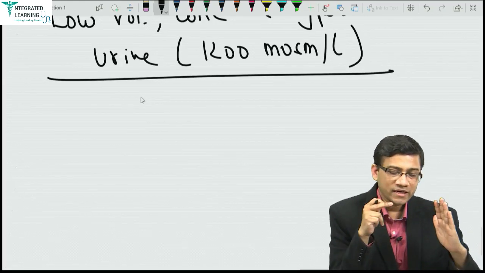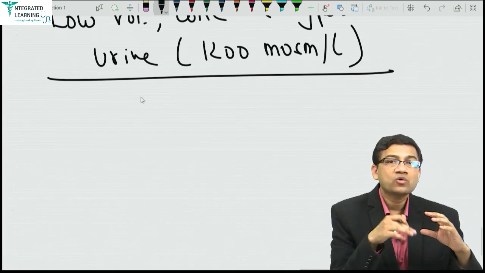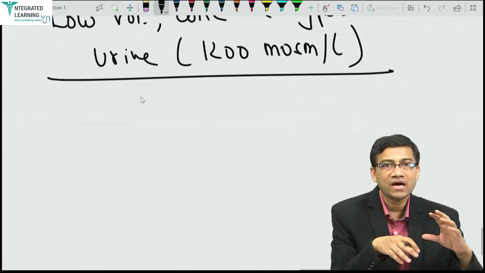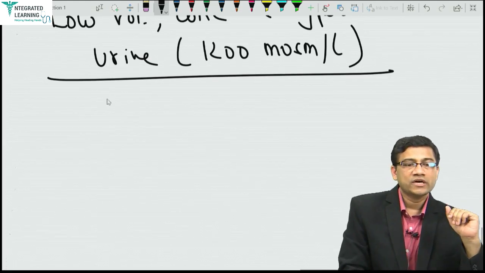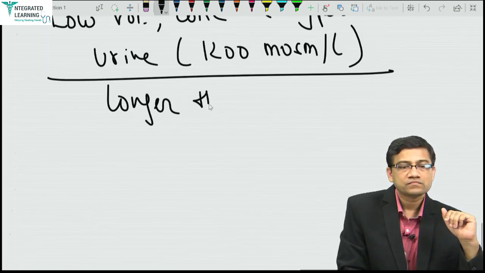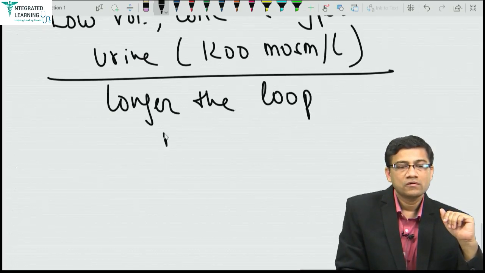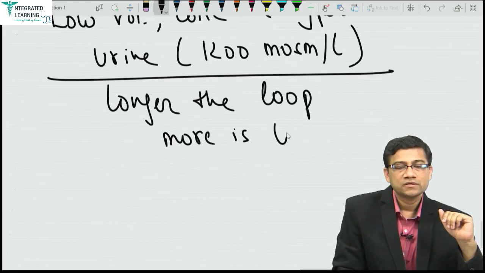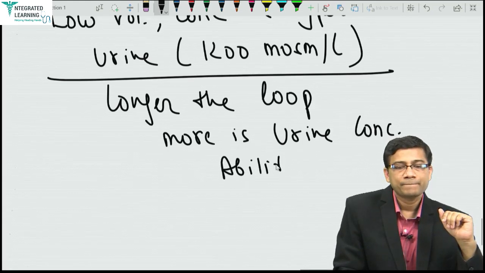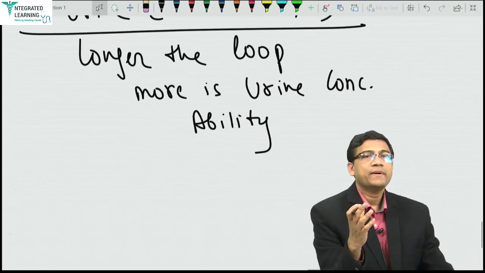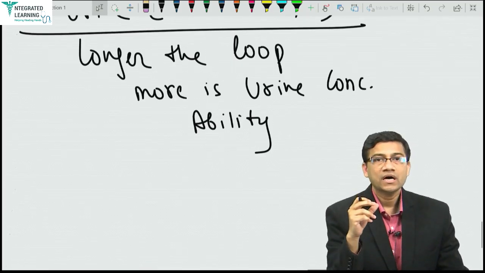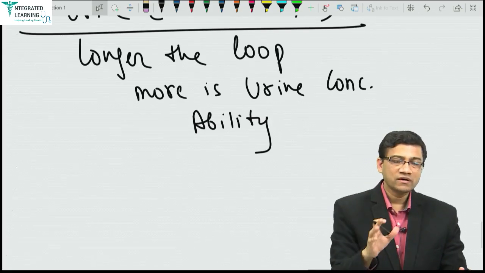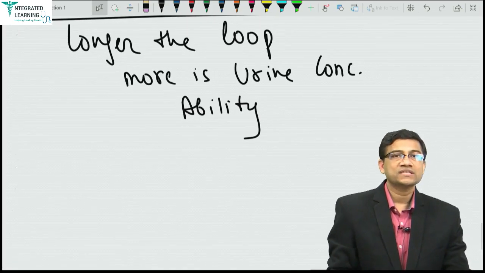So now based on this we can make a statement. Longer the loop of Henle, deeper it will go into medulla. It can go to which area? It will go to, yes, the deepest layer of medulla, that is the inner medulla, and cause very concentrated urine. So that's why longer the loop of Henle, more is urine concentrating ability. So urine concentrating ability depends on what? It depends on the length of the loop of Henle and also the osmolarity of medulla. I'll discuss them all later, but right now longer the loop, more is the concentration ability.